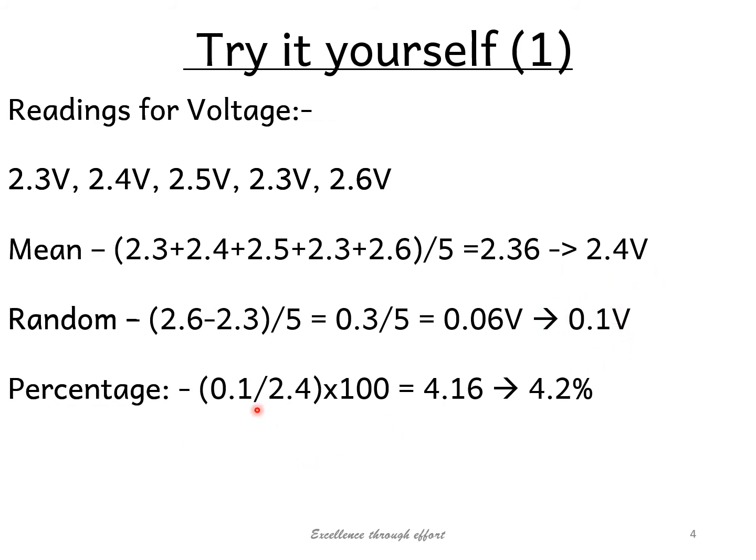So it's 0.1 over 2.4. And so this gives us 4.16%. Now in this case, it is to 2 decimal places. So I've rounded it to 1 decimal place to keep it consistent with all my other 3 readings.